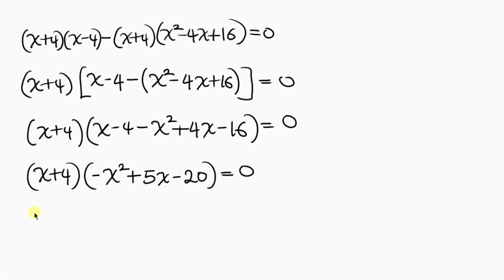So we have two cases. We have the first case as x plus 4 to be equal to 0.